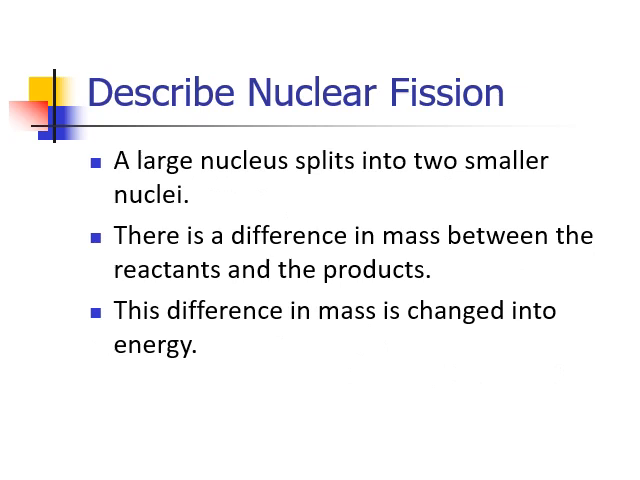So if we're describing nuclear fission and the process of releasing energy, a large nucleus splits into two smaller nuclei. There's a difference in mass between the reactants and the products, and that difference in mass is changed into energy. So sometimes you're asked to explain how energy is produced by a nuclear reaction.